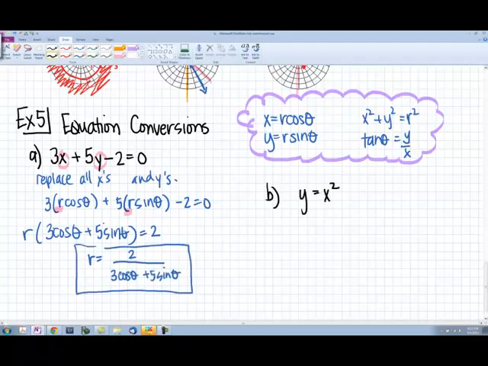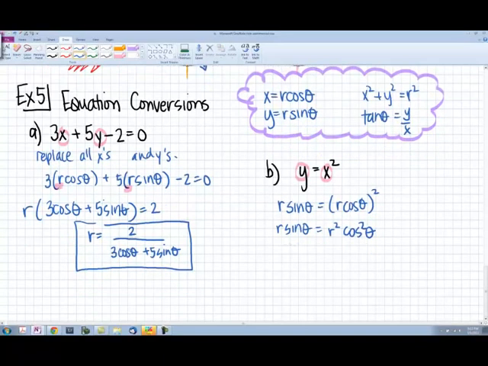So let's try another one. What kind of graph is this? y equals x squared. That would be the equation of a parabola. So let's see what this would look like. Same kind of thing, replace all the x's and the y's. r sine theta equals r cosine theta quantity squared. So I need to square everything on the right side. So that's going to leave me with r squared cosine squared theta. We can divide out an r. Sine theta equals r cosine squared theta.